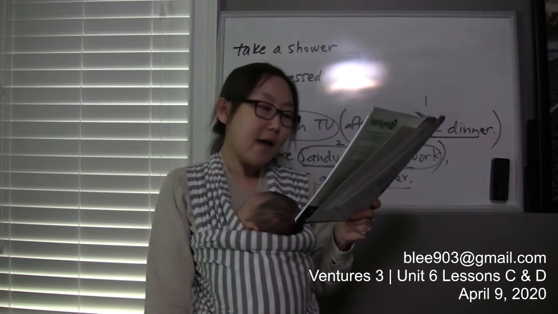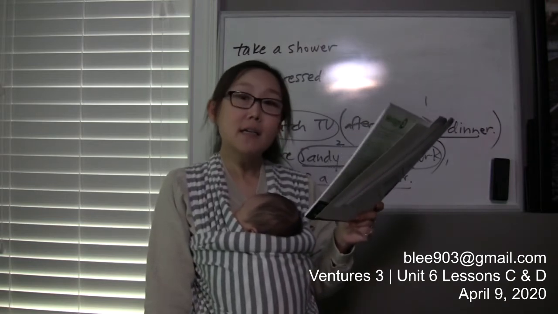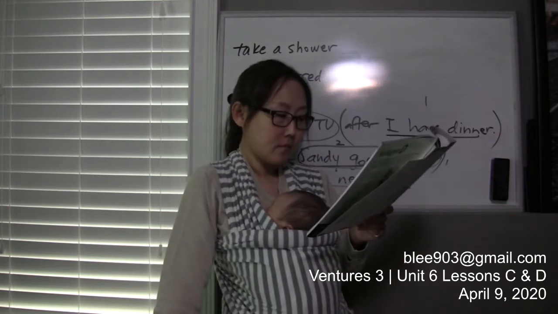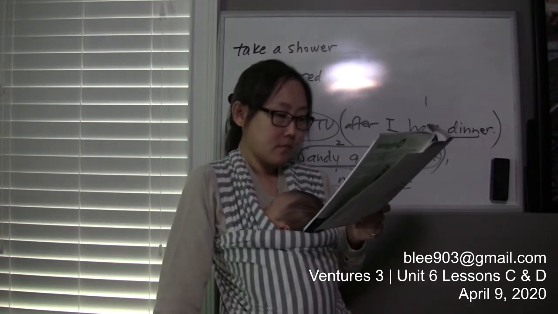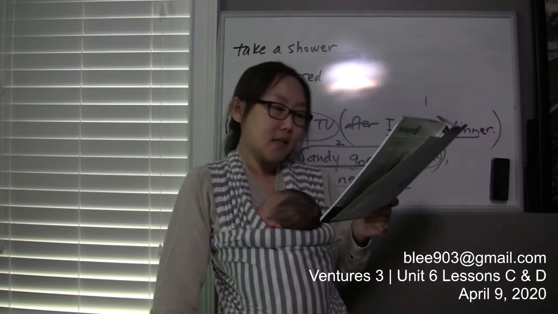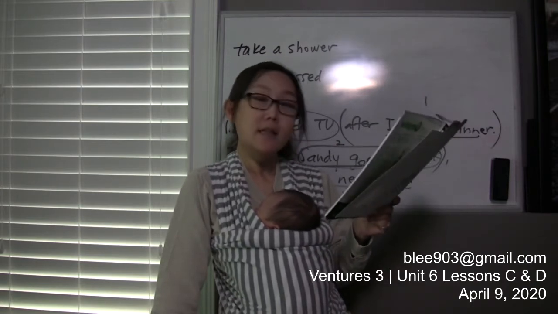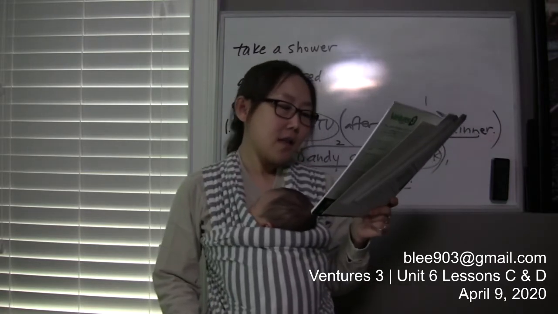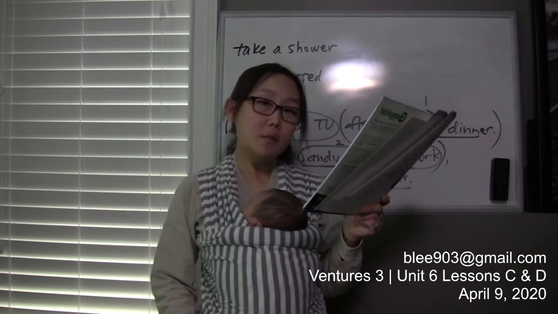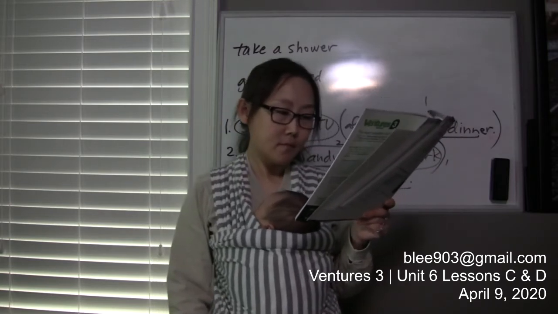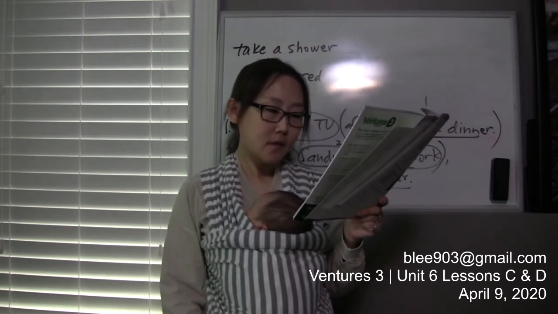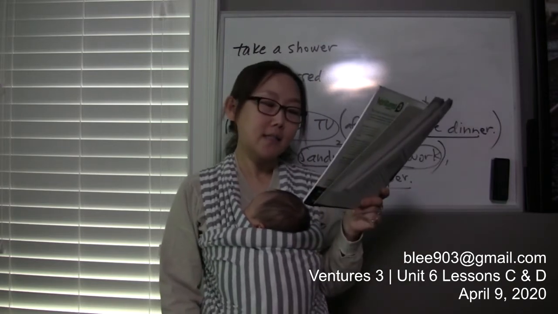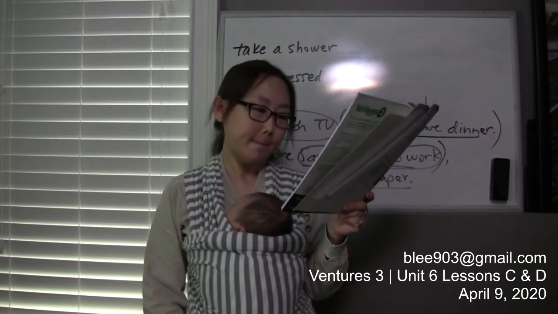Okay, number 4. After Simon finishes his homework, he takes a break. Okay, so the first activity is finishes his homework, and the second activity is takes a break. Number 5. They usually go swimming after they go to the park. Okay, so the first activity is go to the park, and the second activity is go swimming.